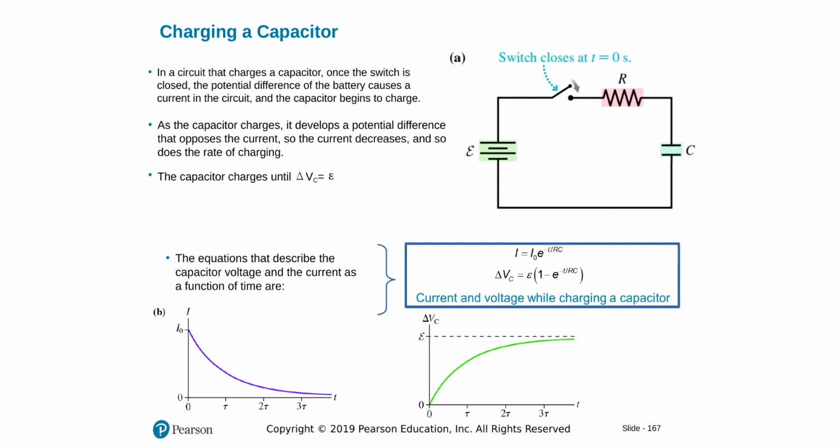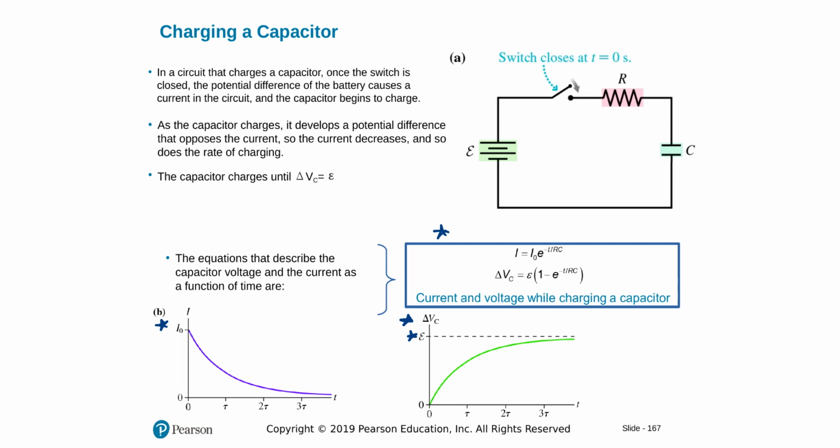Charging is slightly different. Current changes the same, but potential difference starts from 0 and increases to a value that approaches the power source we put in the system. And here are the equations. There isn't much else to this.